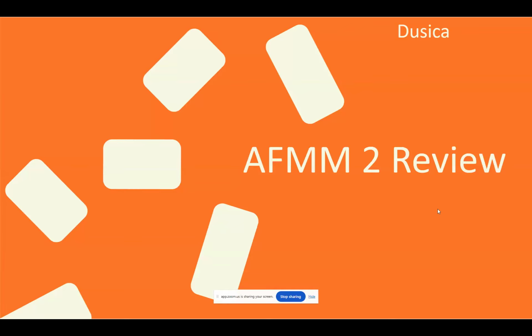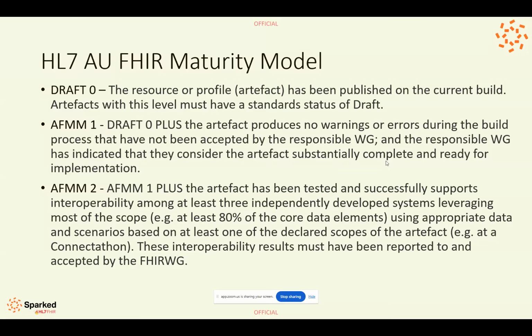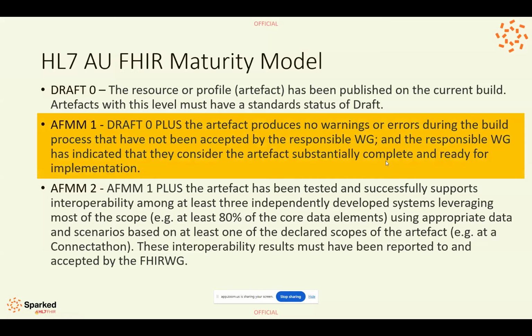So this is the AFMM2 review for AU Patient Summary artifacts, and we've seen this many times. These are the levels that are relevant to us. For patient summary, we want to be at AFMM2 when we publish as working standard. All patient summary artifacts are at AFMM1 currently, which basically means they are stable. There are no outstanding errors and warnings that haven't been reviewed and accepted. And it also says the artifacts are ready for implementation, which means ready for testing, which we've done.